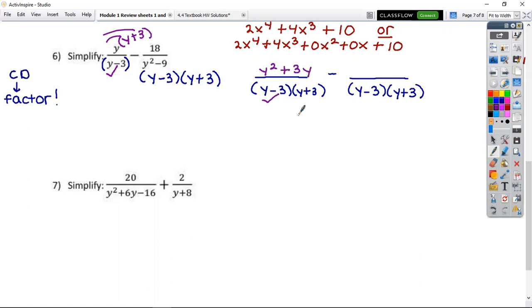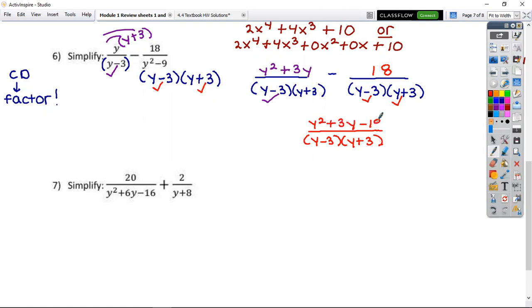Now you're going to look at the other one and see if that means anything. So this has the factor y minus 3. And it has the factor y plus 3. So is this one all set? Yes, you just copy the 18. Next thing you're going to do is push these together as one single fraction. So I have a fraction that says y minus 3 and y plus 3. And I'm going to just take this, combine it together. So I have y squared plus 3y minus 18.